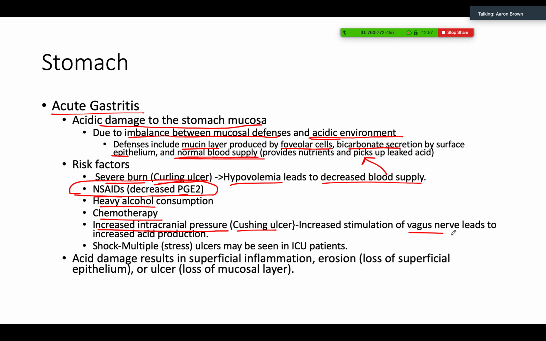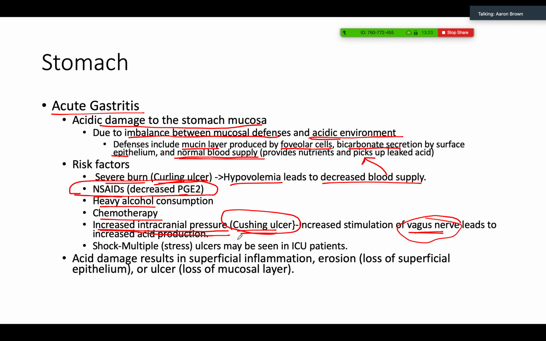So those things all increase acid. And what stimulates all those things? The vagus nerve. So you have a head trauma. That leads to increased intracranial pressure. That pressure leads to stimulation of the vagus nerve. That vagus nerve is going to trigger the stomach to make more acid, and you end up with the Cushing ulcer. Cushing ulcer, okay? The way that I remember this is that you should have had some cushion on your head so you didn't get the head trauma, right?